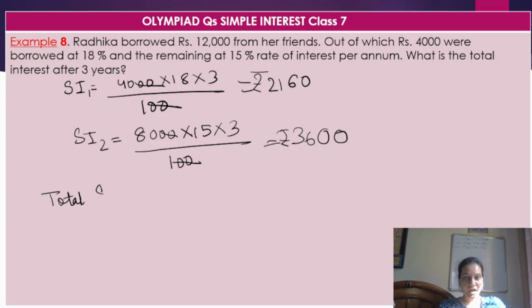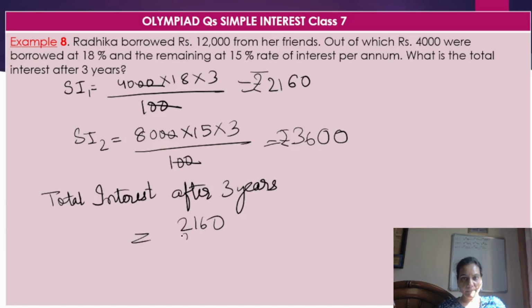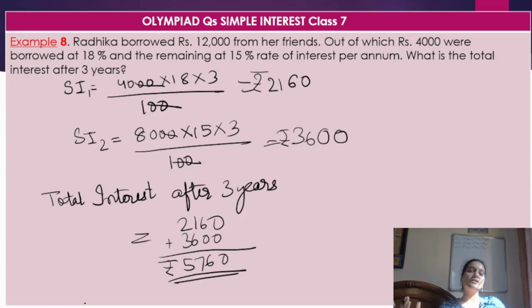So total interest after 3 years will be the sum of these two amounts. Let me write a statement. So this is 2160 plus 3600, which is 5760. So the total amount that Radhika is going to give back to her friends would be rupees 12,000 plus 5,760, which is the interest. All right.